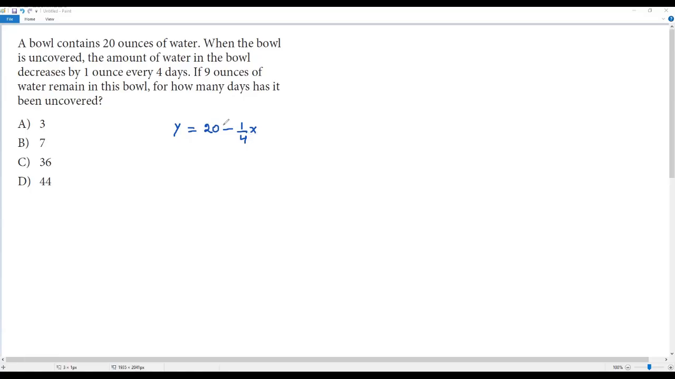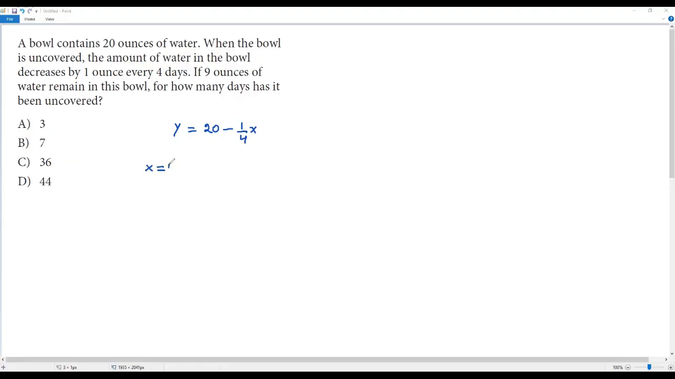And people may think, how can I get this? Here I have taken a negative sign because the amount of water in the bowl decreases. And I got this 1/4 by taking the reciprocal of this 4 days. And this x represents the number of days. Okay, now let's check how this equation works with the given information.